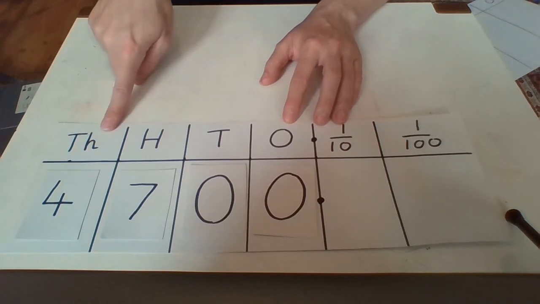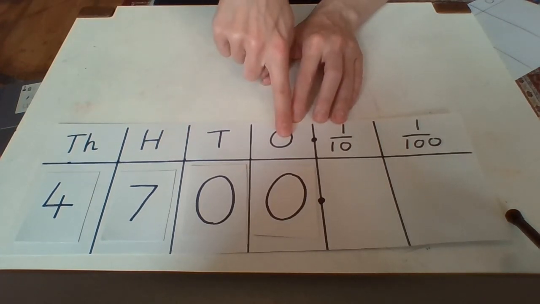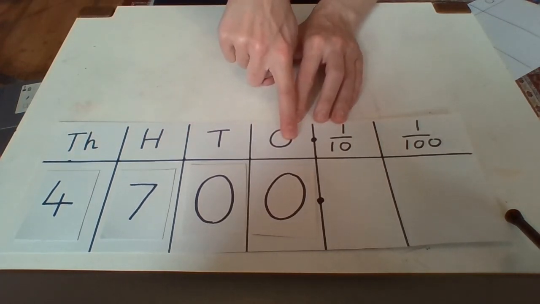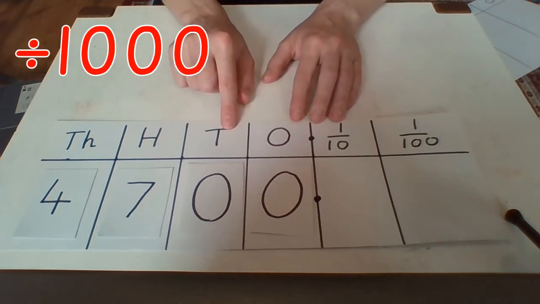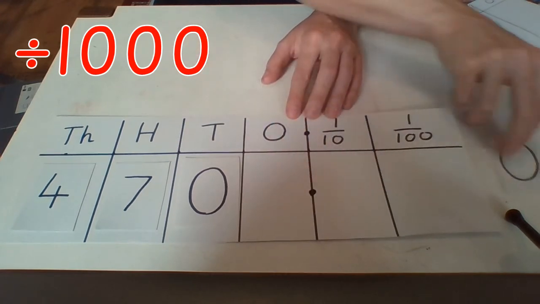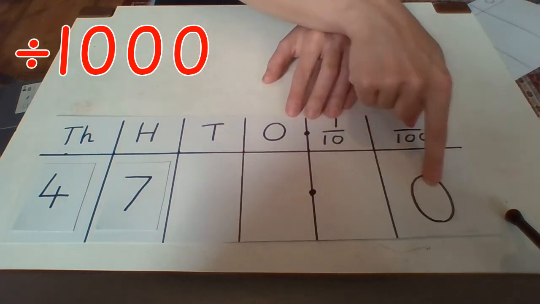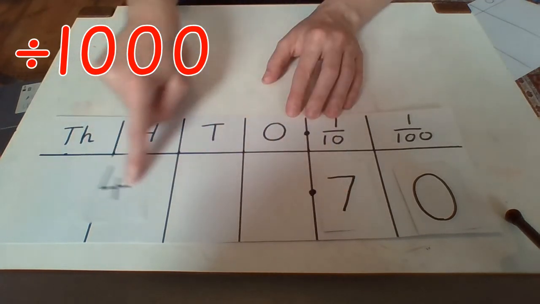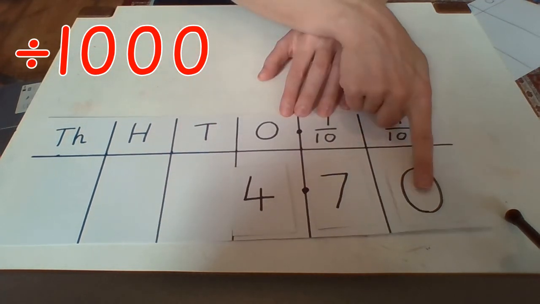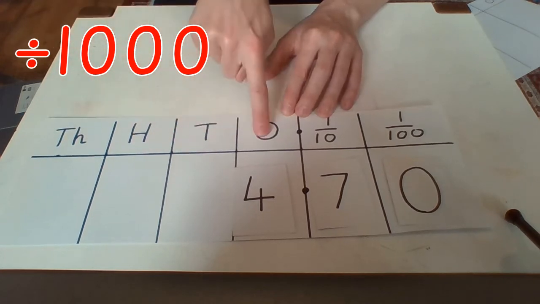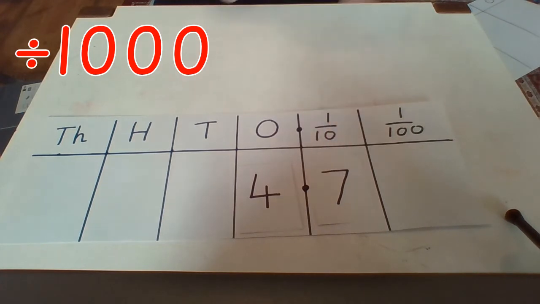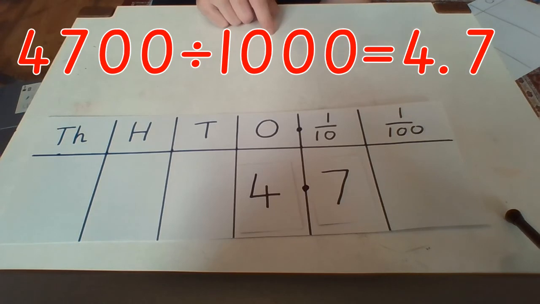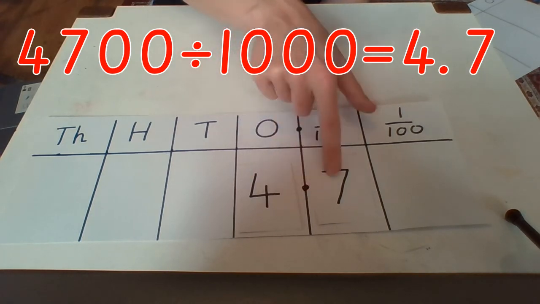So this number is 4,700, and I want to divide this by 1,000. So again, I need to move every number 3 jumps down the chart. So we're going to go jump, jump, jump, and that one's gone. Now these zeros, if they're not in the thousands, hundreds, tens and ones, we don't need these anymore. So our answer is 4.7, or 4 7/10. So 4,700 divided by 1,000 is 4.7.